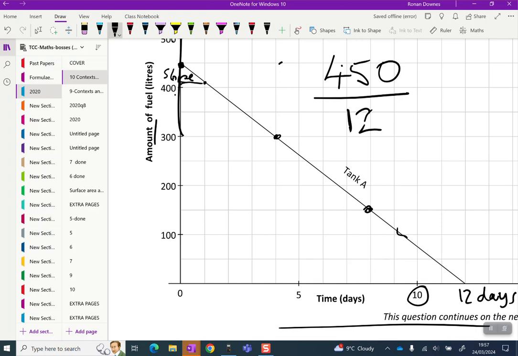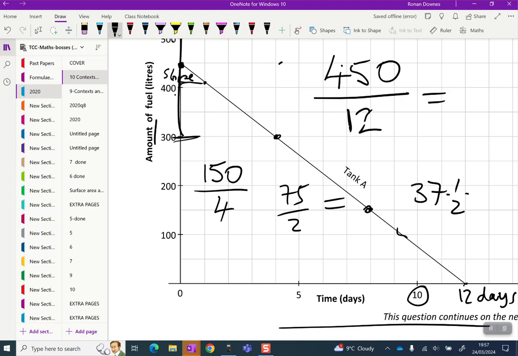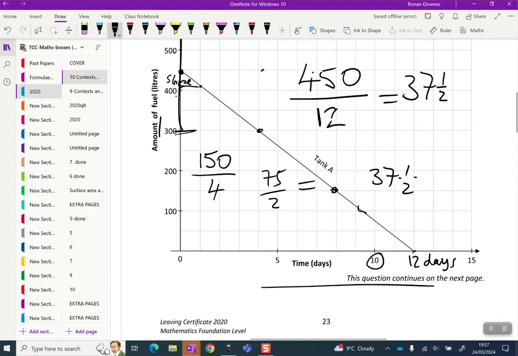We're going 4 boxes each time, aren't we? And that's a lattice point. So you could say you've lost 150 in 4 days, which is 75 in 2 days, which is 37.5. But either way, if you put that in your calculator, you'll get the same answer, 37.5. Okay, so that's a very difficult question. The answer is 37.5 liters are being used per day.